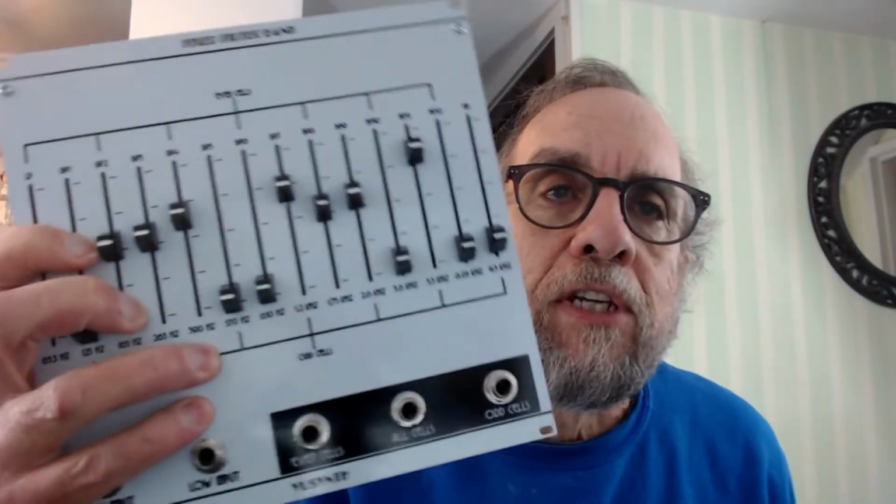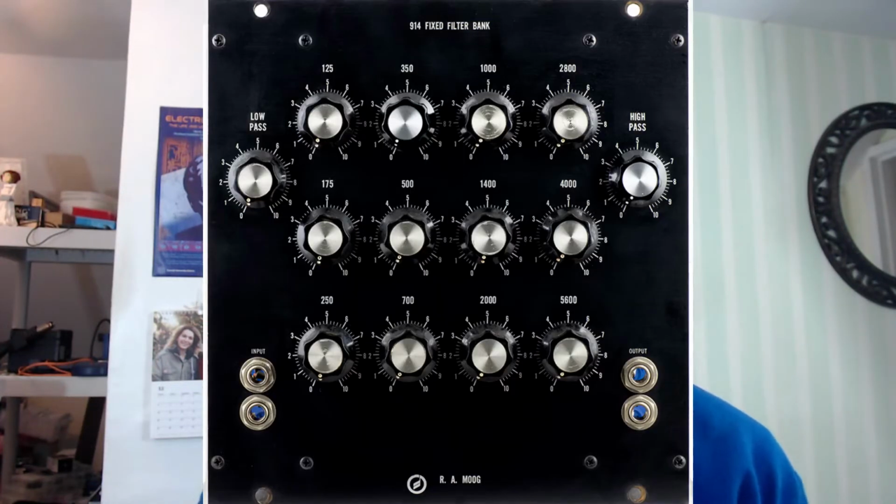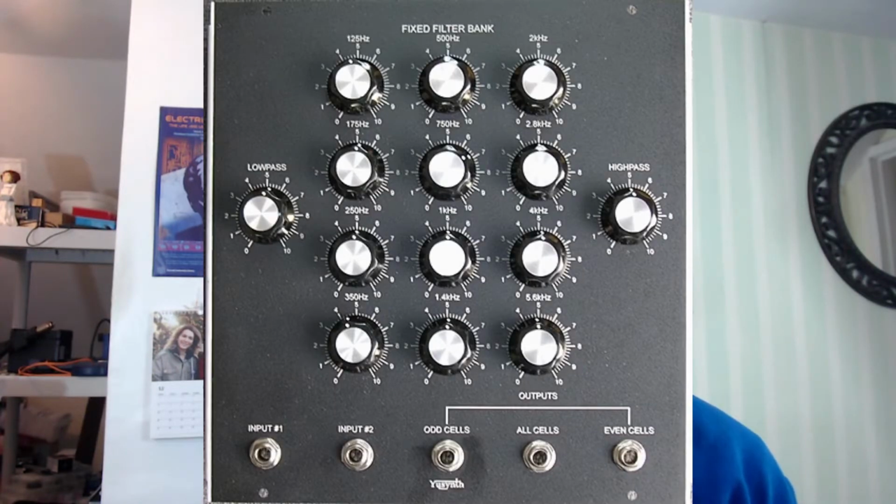So this is the main circuit board, and it is the circuit board for the YuSynth fixed filter bank. So what is a fixed filter bank module? You don't see them all that often in synthesizers these days. I'm not sure why, but back in the day, in the times of the old Moog modulars, they always had a fixed filter bank module. There was the Moog 907 module earlier on, and then later on the Moog 914 module. And the YuSynth module that this is based on was designed to emulate the behavior of the Moog 914.